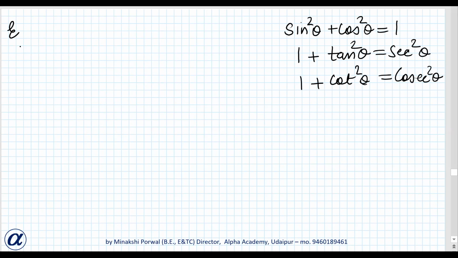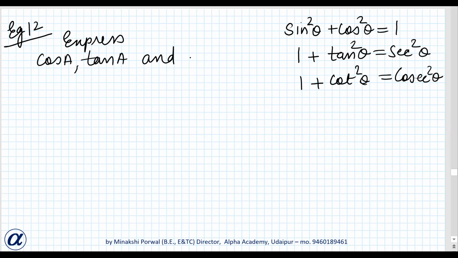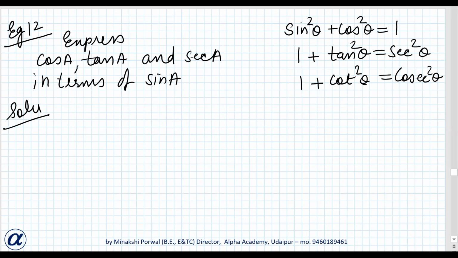Now we are doing example 12. Express cos A, tan A and sec A in terms of sin A. So what we have to do is write cos A in terms of sin A, tan A in terms of sin A and sec A in terms of sin A. First we will write cos A in terms of sin A.